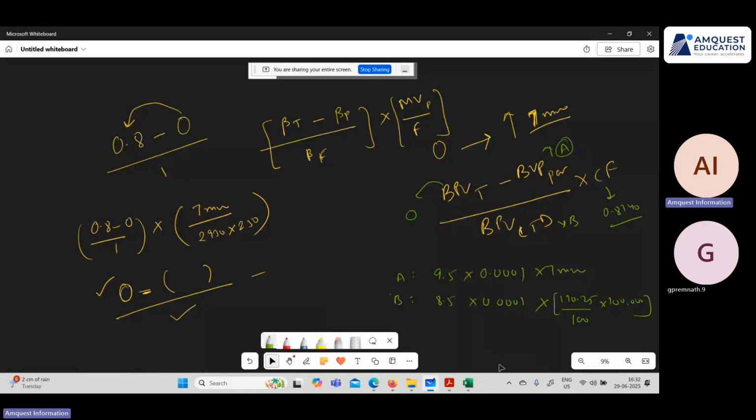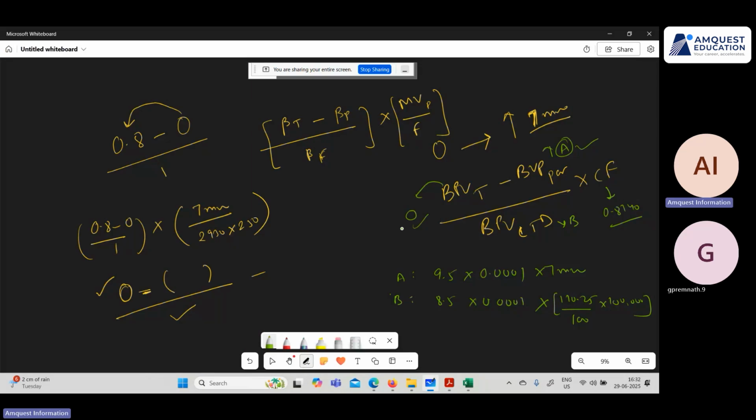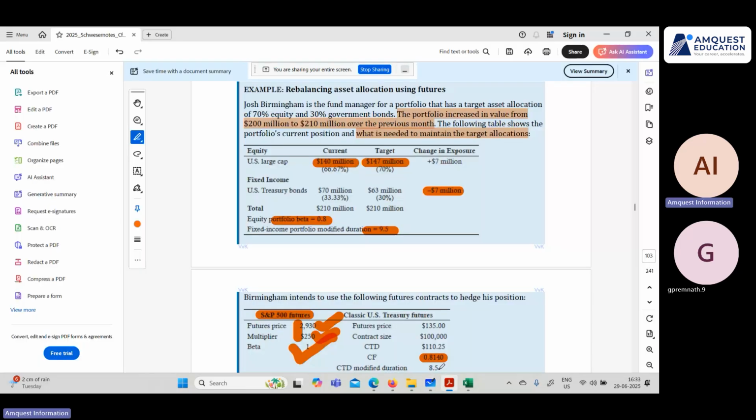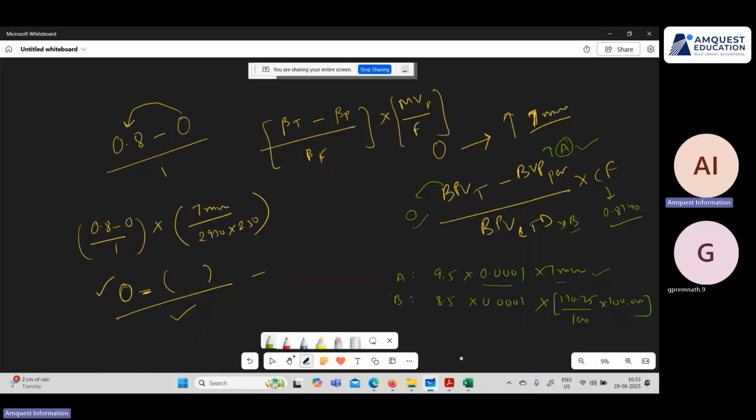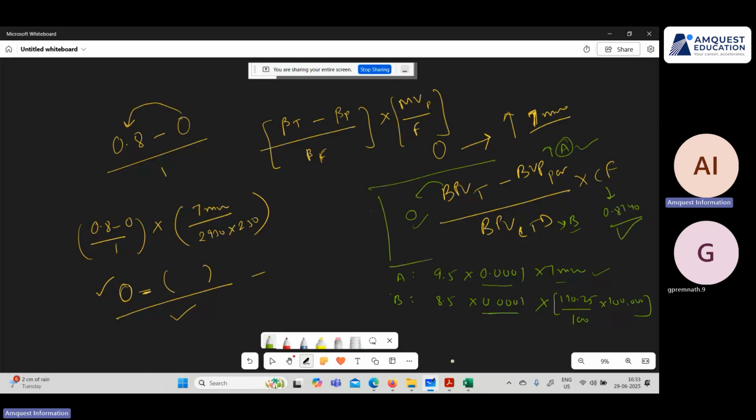So I was solving on your behalf and probably you missed it, but I'm saying the BPV of the target is now 0. Yes. And I called that A, the modified duration of the portfolio, which is given as 9.5 over here, right? Understood. And 0.0001 multiplied by 7 million is what we're talking about. And this one, if I'm calling that B, then it is 8.5, the modified duration of the CTD, and then again 1 bip, and then the CTD price. We multiply this by 1,000: par value divided by 100 multiplied by 100,000 makes it multiply by 1,000. And you already know the conversion factor, which is 0.8140. You plug in over here, and that's how you get the number of contracts. Got it. Very clear.